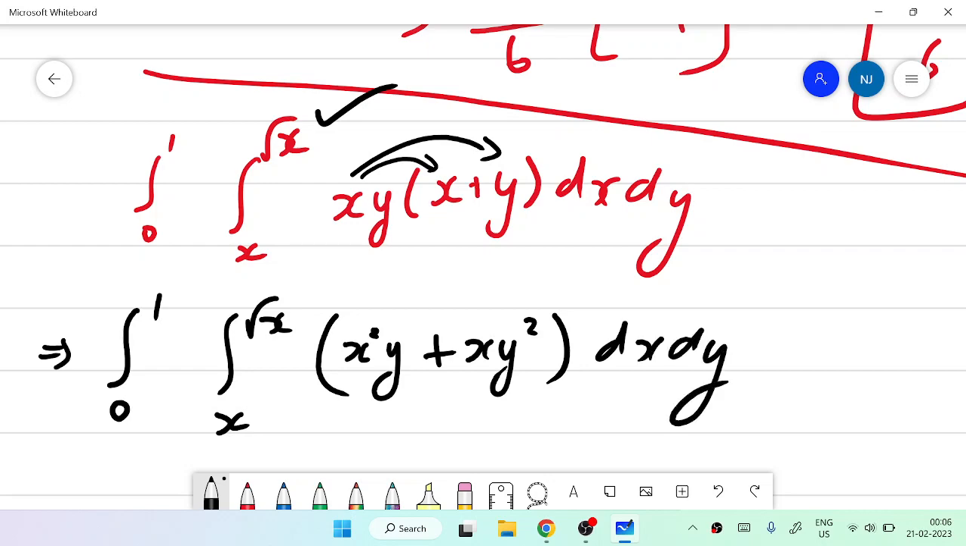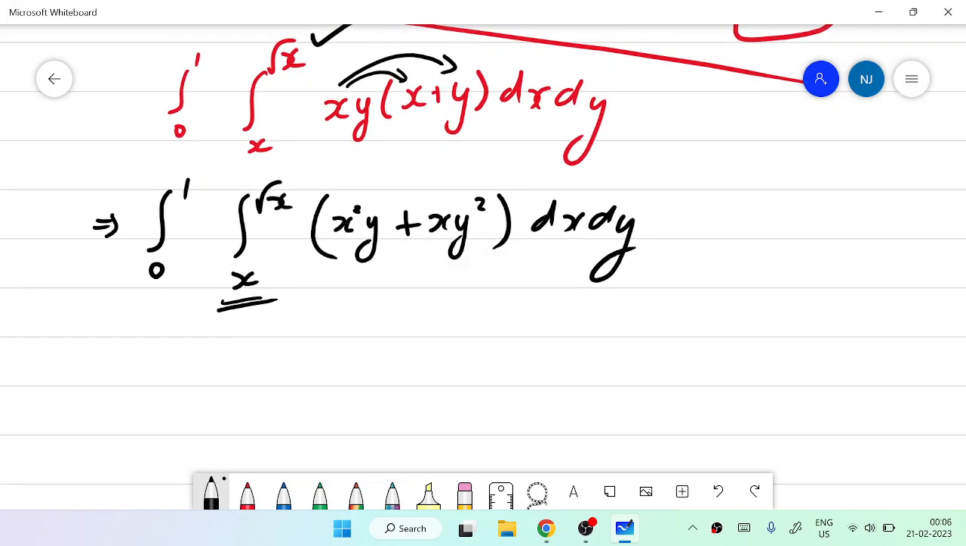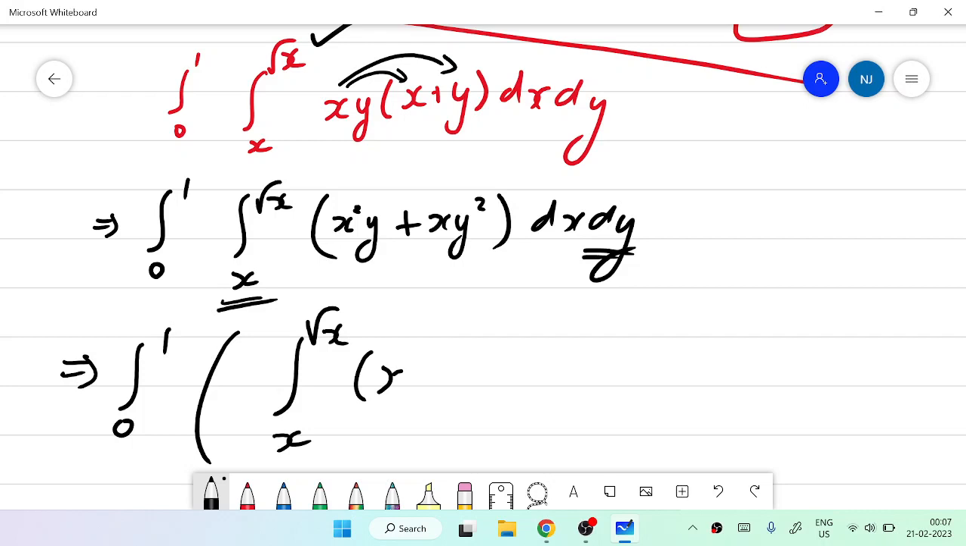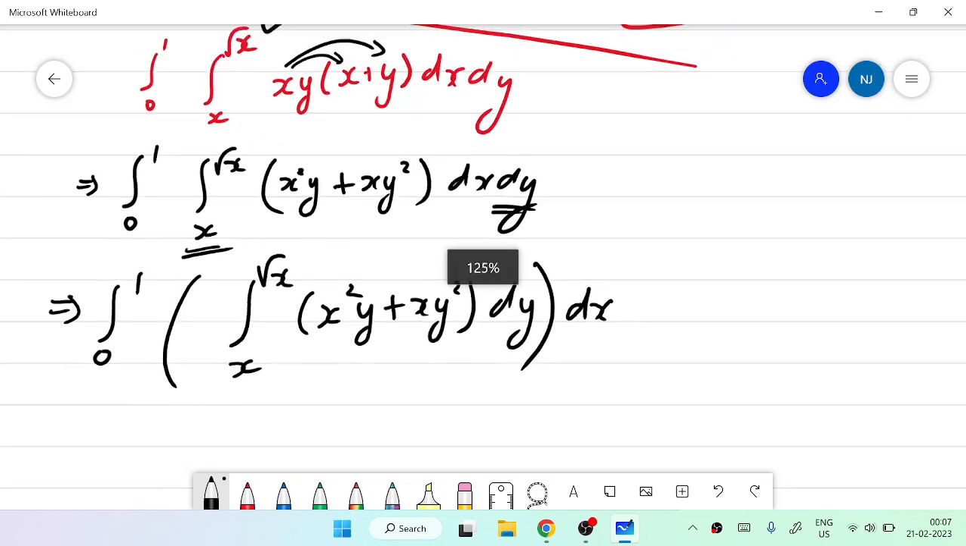Okay. So then what I'm going to do is, here I'm having x values, so I have to consider this dy values alone. So integral over 0 to 1, putting one bracket, integral over x to root x. Then you have to take it like x square y plus xy square into dy. Then put one bracket, then dx will come. Understood? So if you are taking that integral limits as x, you have to take the opposite.